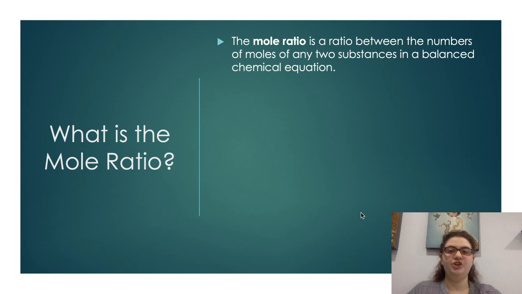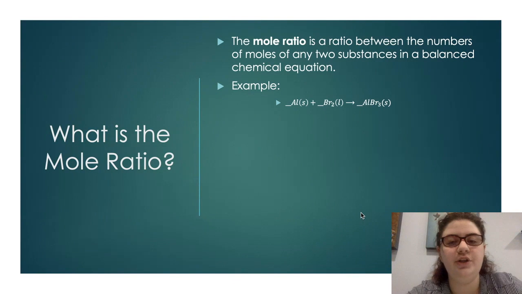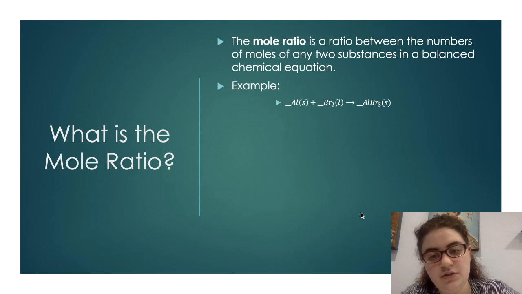A mole ratio is a ratio between the numbers of moles of any two substances in a balanced chemical equation. A ratio is basically comparing two numbers. So, for example, we're going to look at the equation for aluminum and bromine mixing to create aluminum bromide. So first we need to create the balanced equation. Can anyone tell me how to balance this equation?